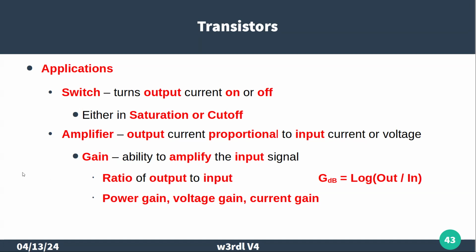And we call that ratio of output to input gain. And usually we do it as a logarithmic function. So we'll take the log of the output versus the input ratio, and we'll define that as the amount of gain in decibels for the device.